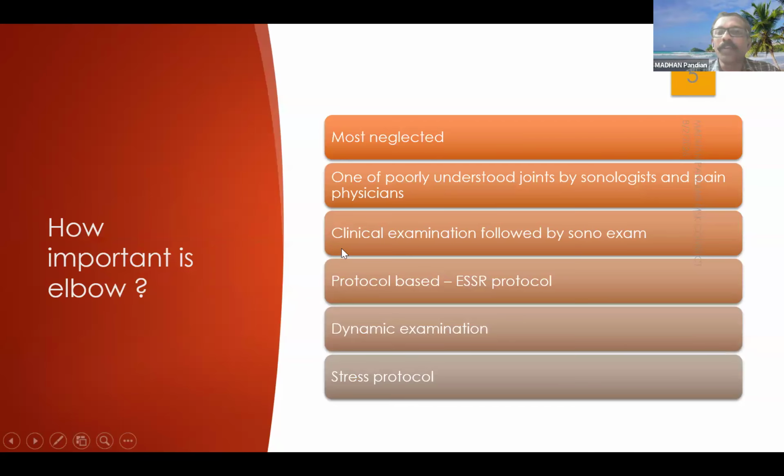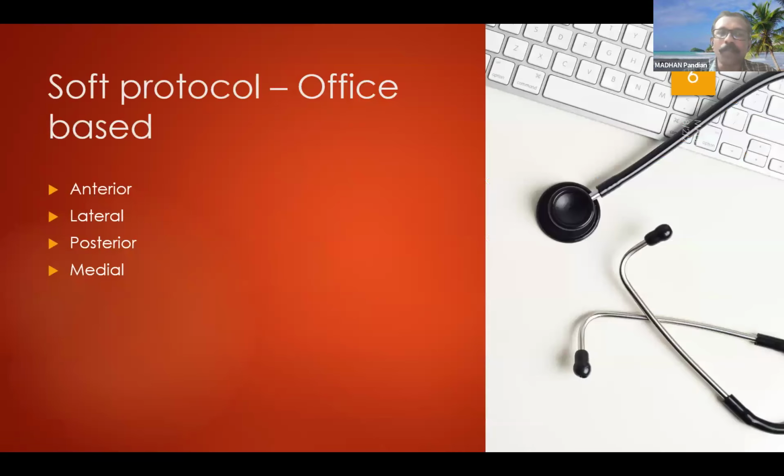How important is the elbow? Very, very important because this is one of the most neglected joints. Clinical examination should be followed by sono examination. Unless you do a proper clinical examination, you may not end up doing a good sono examination because it's very difficult to do a focused examination. If you do a proper clinical examination, you can focus on the particular structure you want to examine. You can do a protocol-based examination by the ESSR protocol, or a dynamic examination and a stress protocol. The valgus and varus stress protocol can also be followed.